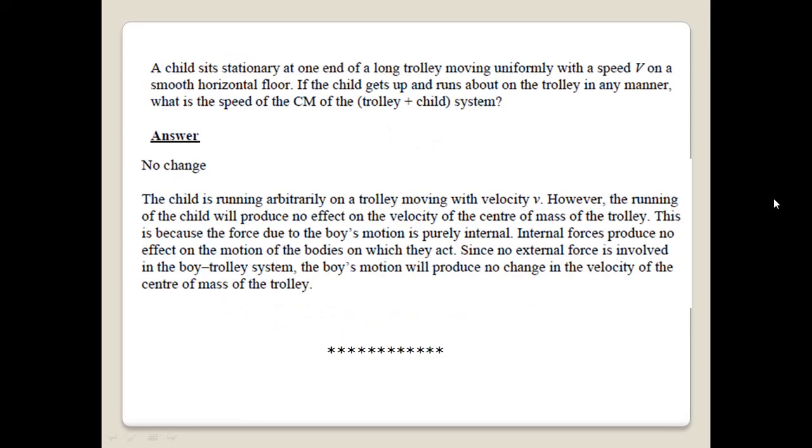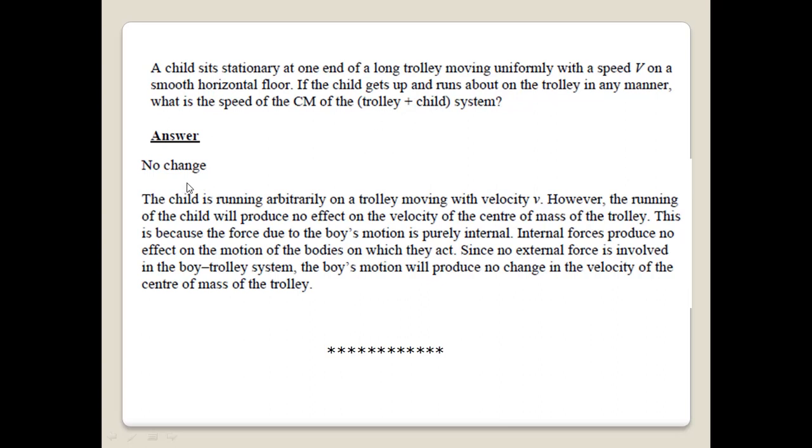Let us see one application. We'll read out. A child sits stationary at one end of a long trolley, moving uniformly with a speed v on a smooth horizontal floor. If the child gets up and runs about on the trolley in any manner, what is the speed of the center of mass of the system? Now, what is the system here? The trolley and the child. There is a common system now, trolley and child, and it has a common center of mass. So, will the center of mass change? That is the question. The answer is no change.